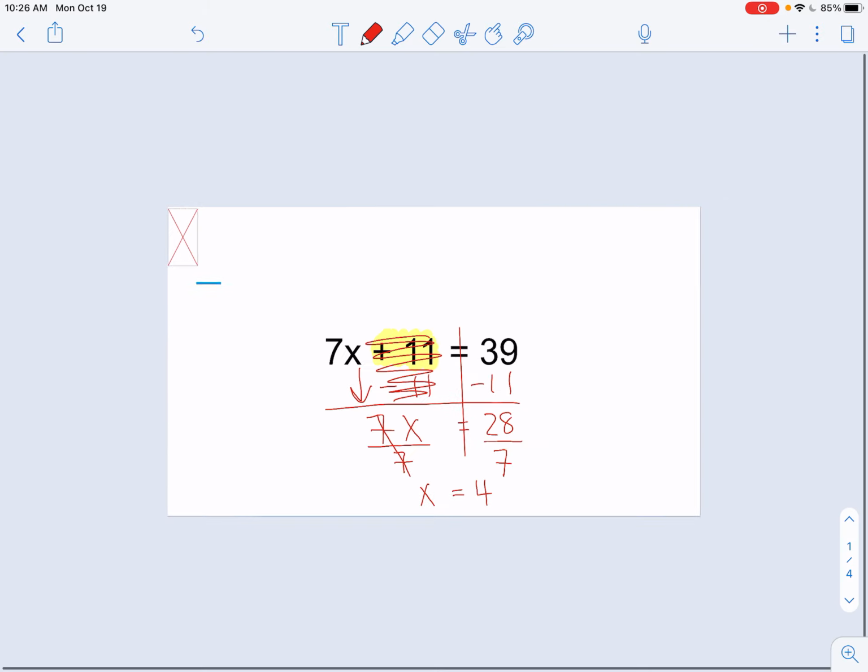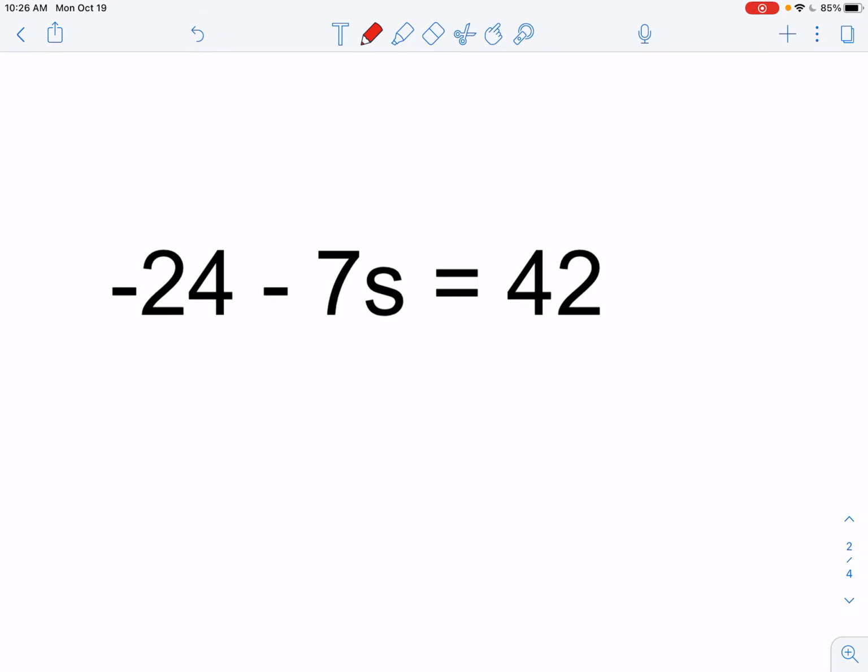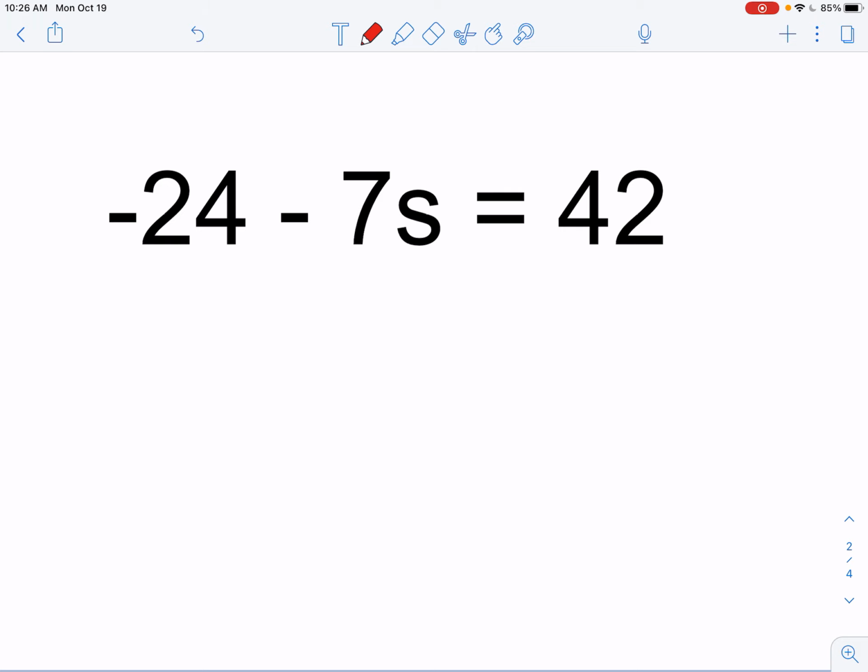A problem like this, when you have negative 24 minus 7s equals 42, you again use the fence line to draw the little vertical line, to see what you do on both sides of the equal sign. And then you again highlight the number by itself, minus 24, which is negative 24. And remember, you always highlight the side with your variable, and in this case it's s. Remember, it can be x, s, or any letter of the alphabet, which is the variable.